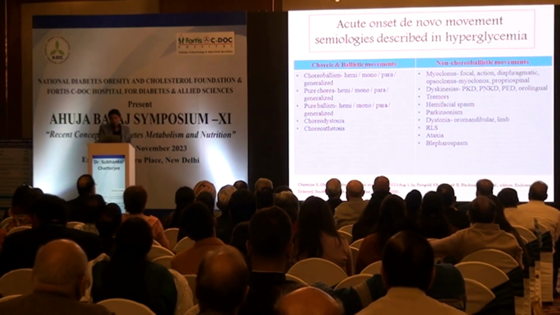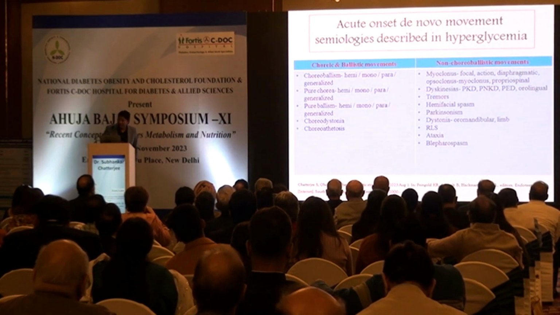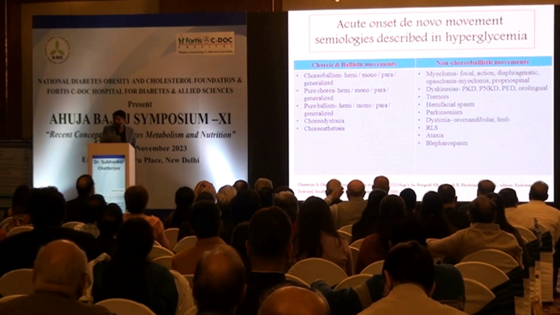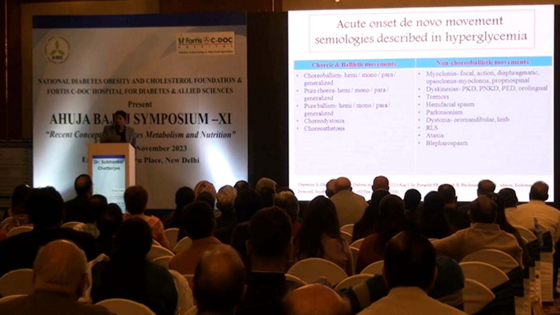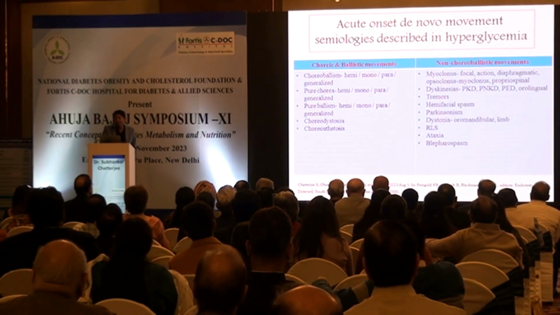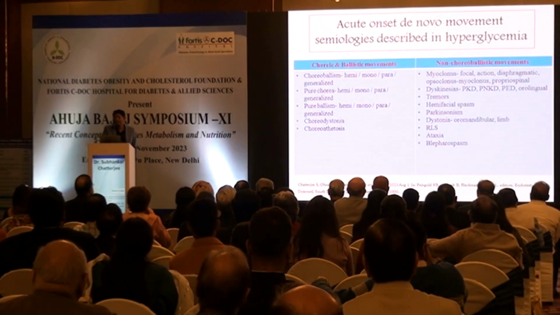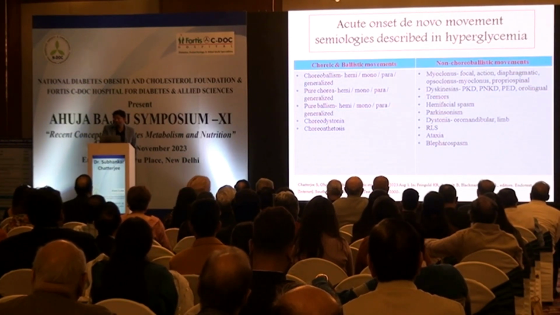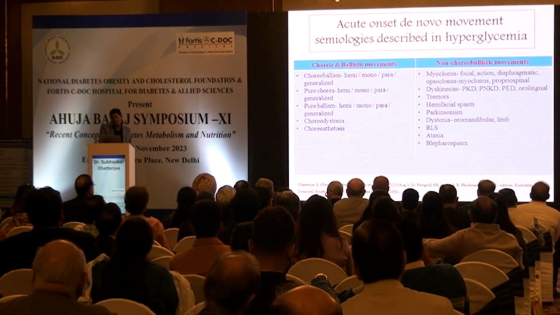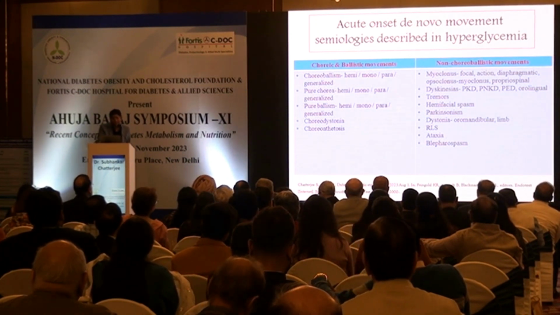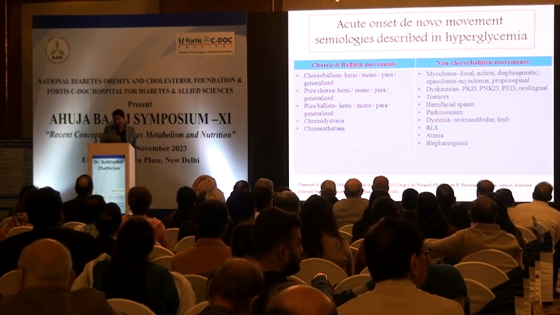In the choreoballism group, apart from hemiballism and pure chorea, there is choreodystonia and also choreoathetosis. Among the non-choreoballistic groups, the most common are the different kinds of myoclonus and also the dyskinesias like PKD, paroxysmal kinesigenic dyskinesia, PNKD, PED, hemifacial spasm, tremor, acute reversible Parkinsonism, restless leg syndrome, etc.